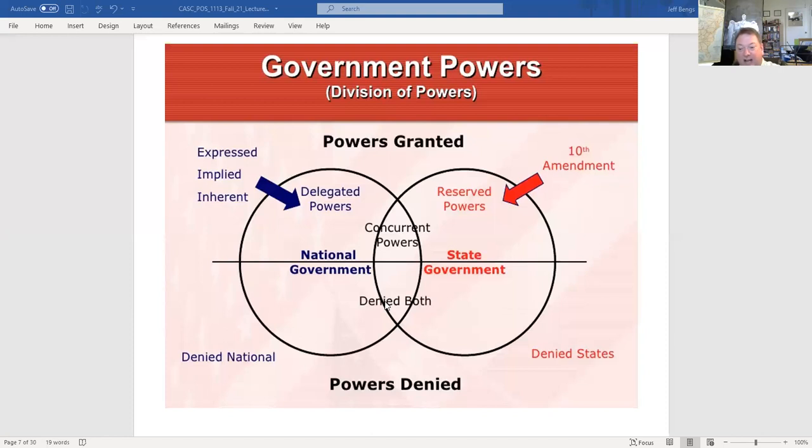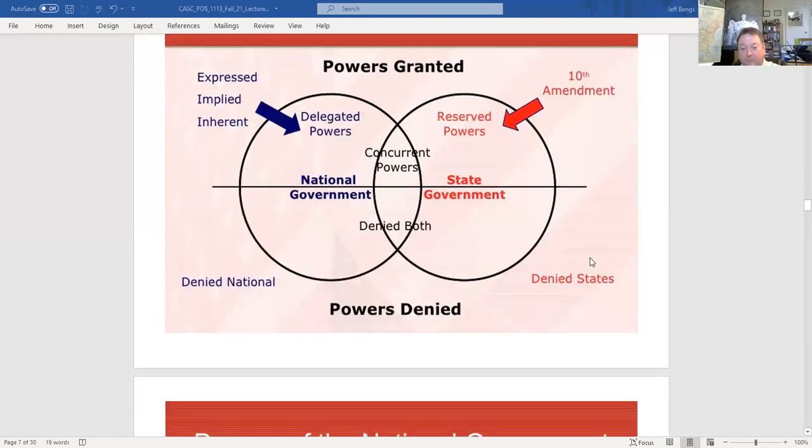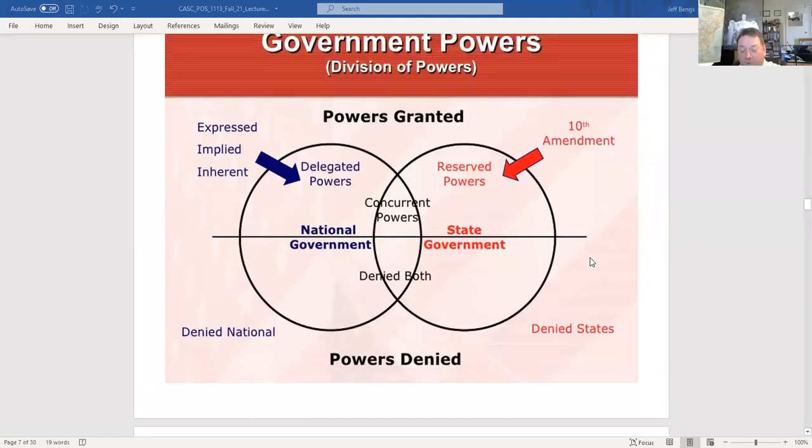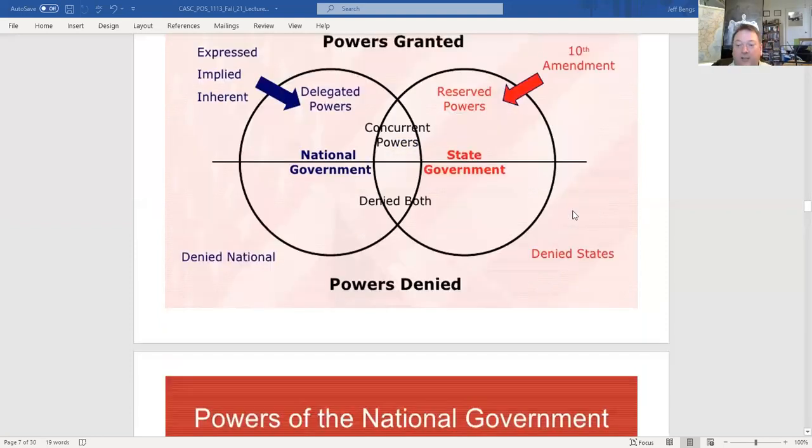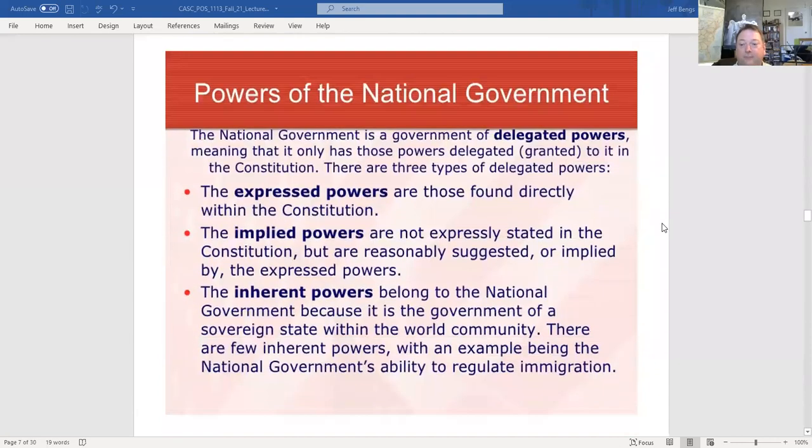There are powers that are denied on the basis of delegated powers and reserve powers. So make sure you read those sections about the different kinds of powers that are granted by the Constitution and that are also implied or reserved, the 10th Amendment for the states. You'll need to know those different powers for the test.